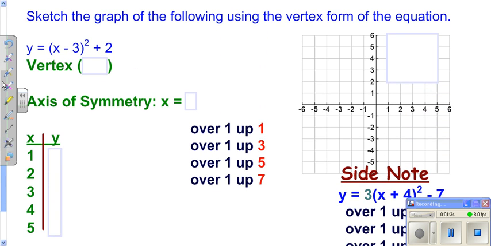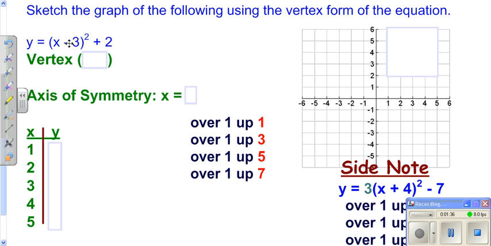So let's take a look at this one here. Since it's in vertex form, your vertex is (3, 2). It's always the opposite of what's after the x. Here it's a -3, so it's the opposite of that. And it's always the same as what's afterwards. So your axis of symmetry is always going to be x equals whatever the x coordinate of your vertex is.